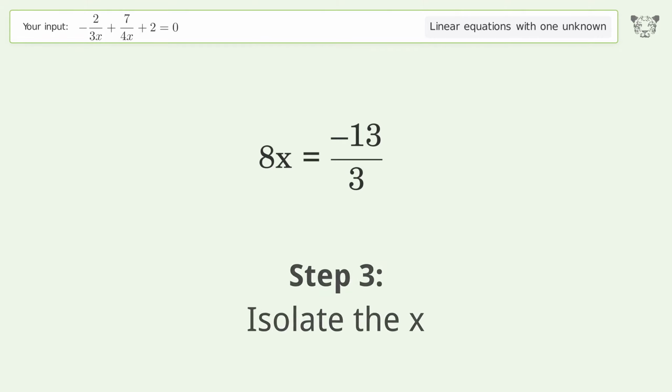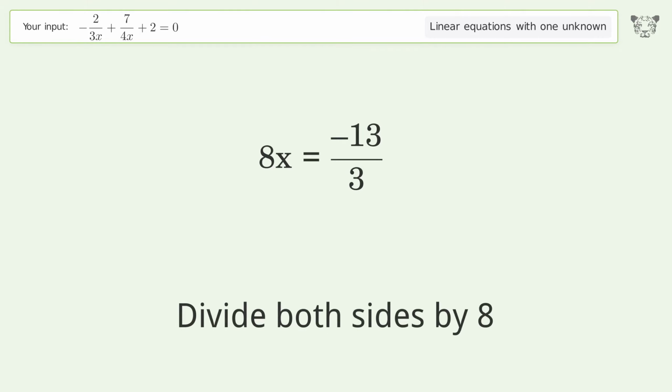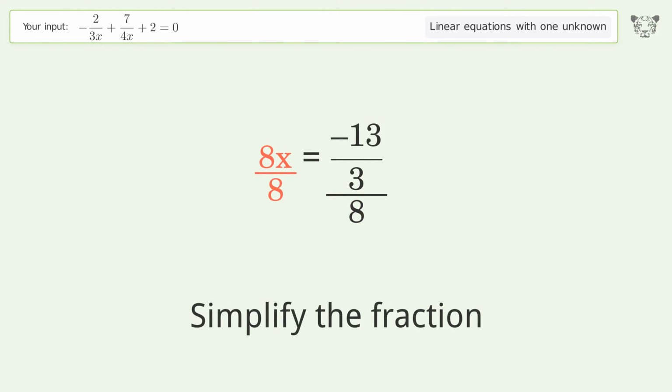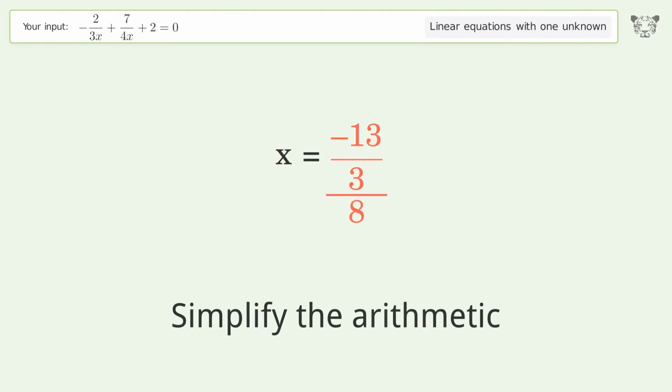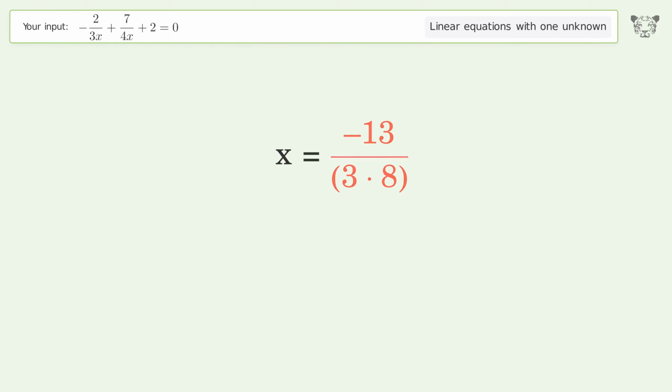Isolate the x. Divide both sides by 8. Simplify the fraction. Simplify the arithmetic. And so the final result is x equals -13/24.